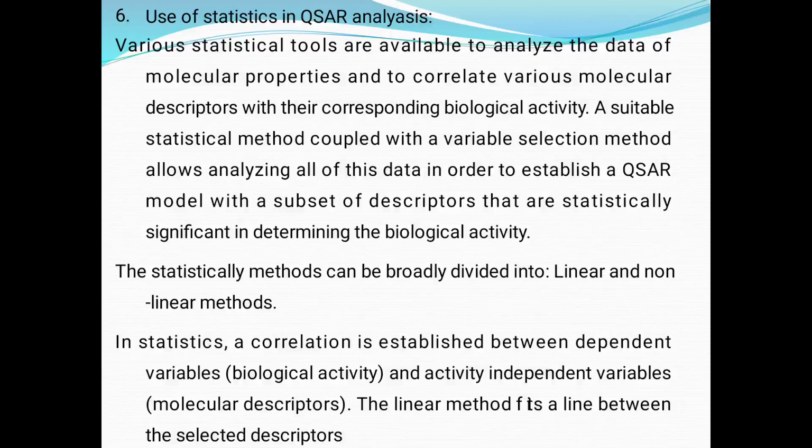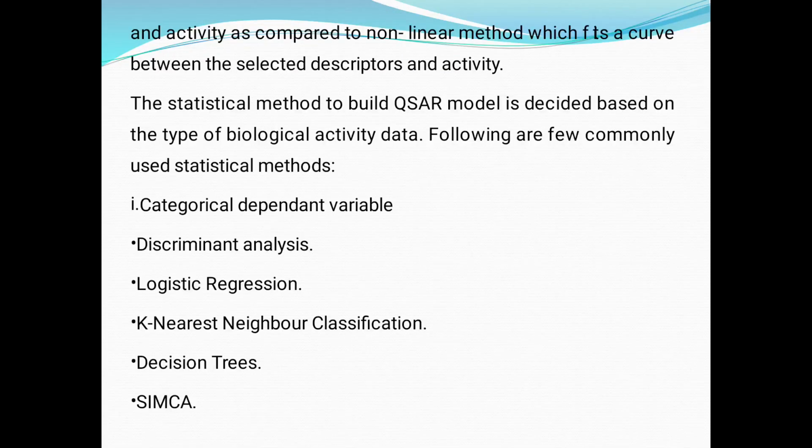Okay, and these statistical methods can be divided into linear methods and non-linear methods. So in statistics the correlation is established between the dependent variables, that is your biological activity, and independent variables, that is your molecular descriptors, which are nothing but physicochemical properties converted into numericals. So the linear method fits a line between selected descriptors and activity, as compared to the non-linear method which fits a curve between the selected descriptors and activity.